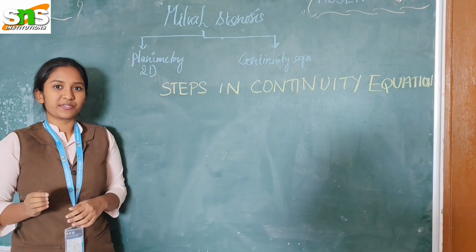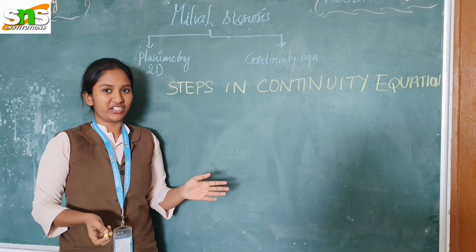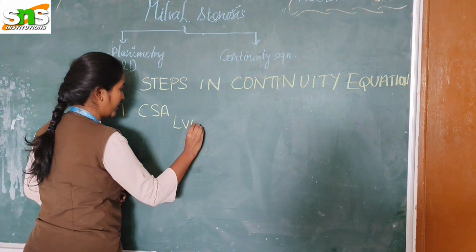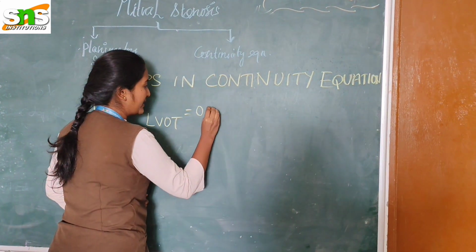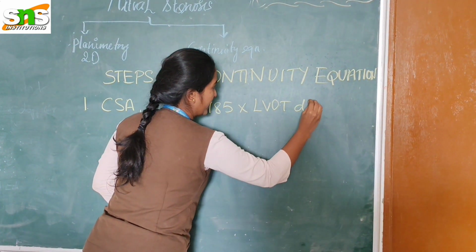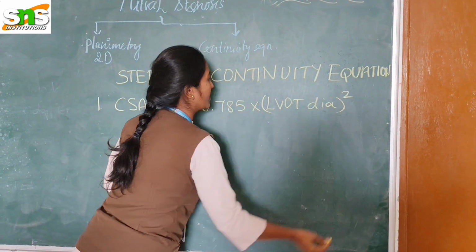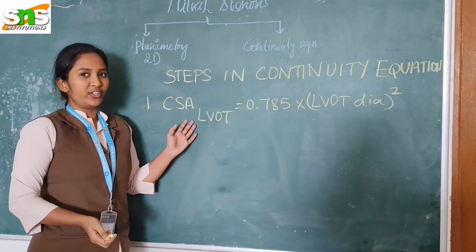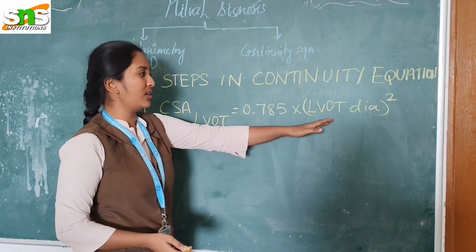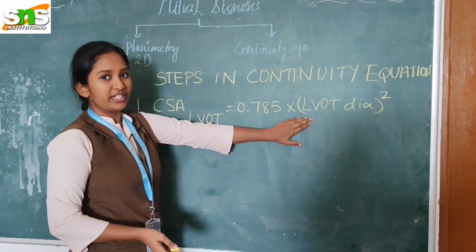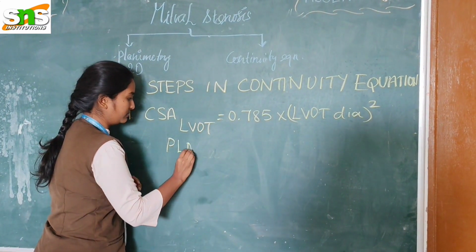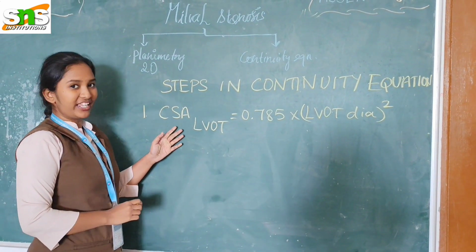So there are totally 6 steps involved in the continuity equation to find the mitral valve area. Basically the first step is CSA of LVOT equals 0.785 into LVOT diameter, the whole squared. So we can find the CSA of LVOT using the formula 0.785 into LVOT diameter squared. LVOT diameter can be found in parasternal long axis.